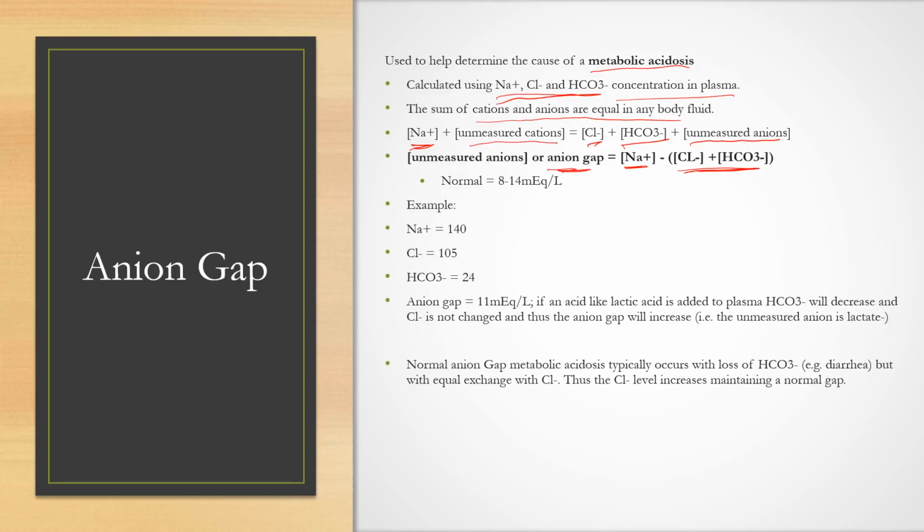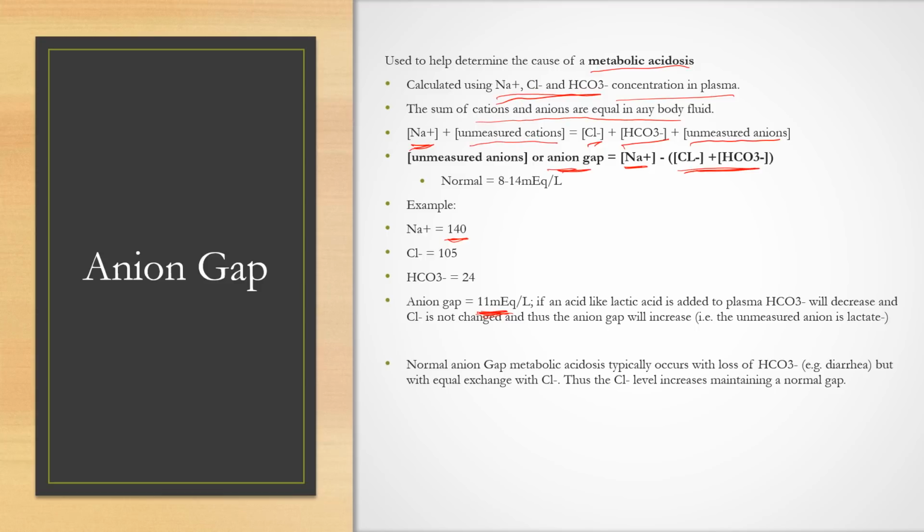So what happens is sodium, let's say, is 140. 140 minus 105 plus 24. Okay, and that's going to give us 129. So we're going to have an anion gap of 11. So this is what we actually take and measure. We get the blood labs, take the sodium, chloride, bicarb, and you're subtracting it, and so the 11 milliequivalents per liter. So what this means is that there's a difference in our cations and our anions that are unaccounted for, and that difference is about 11.